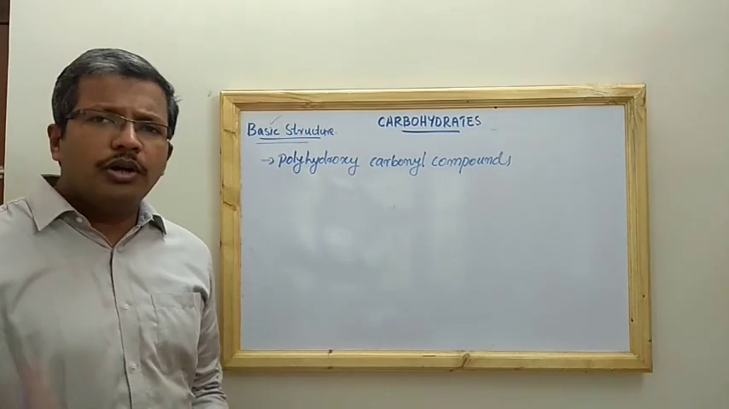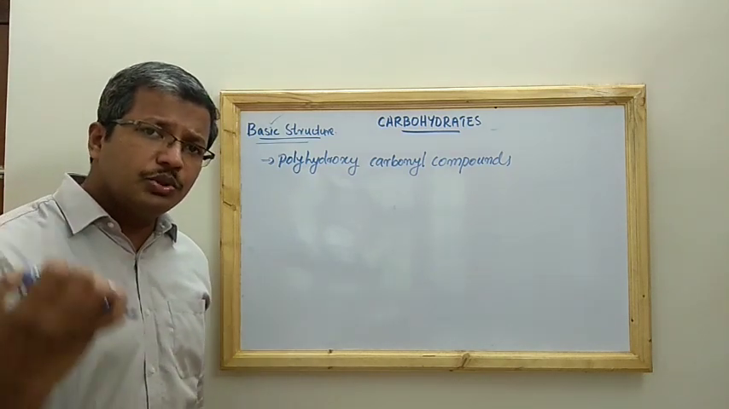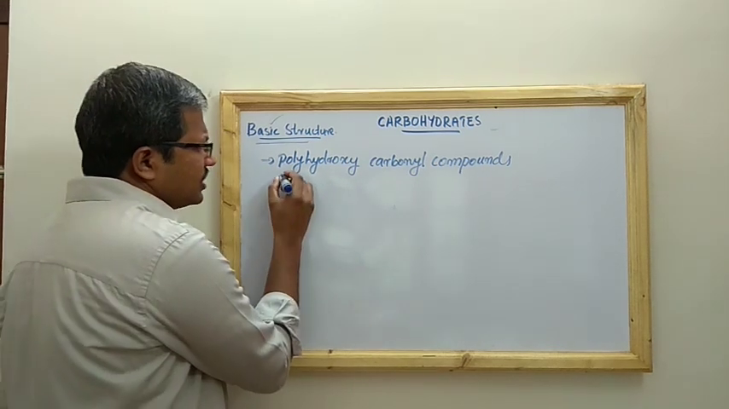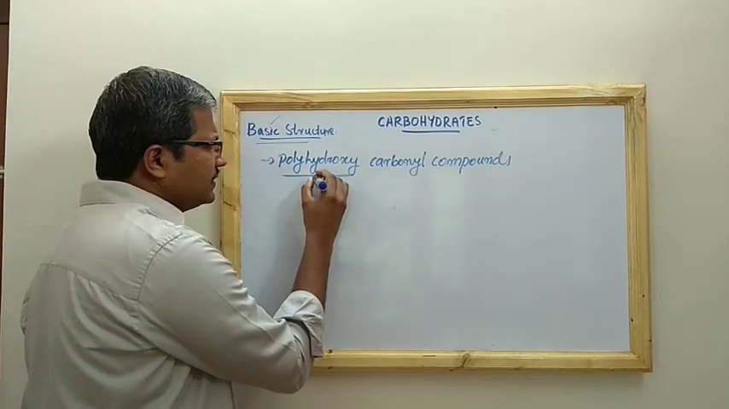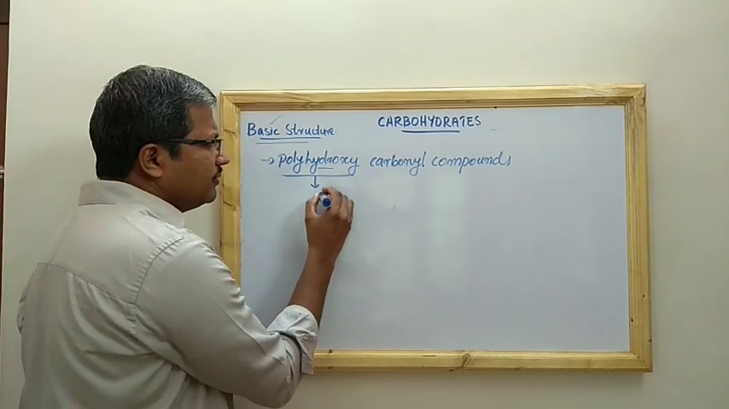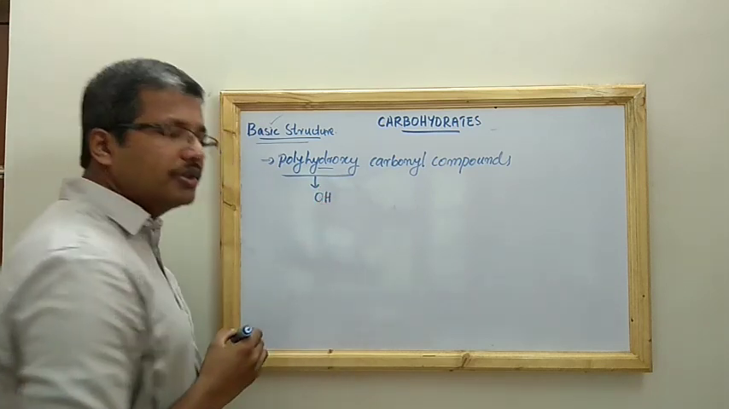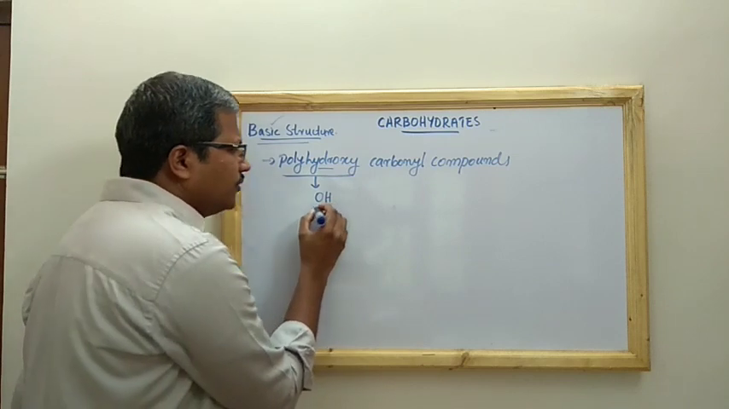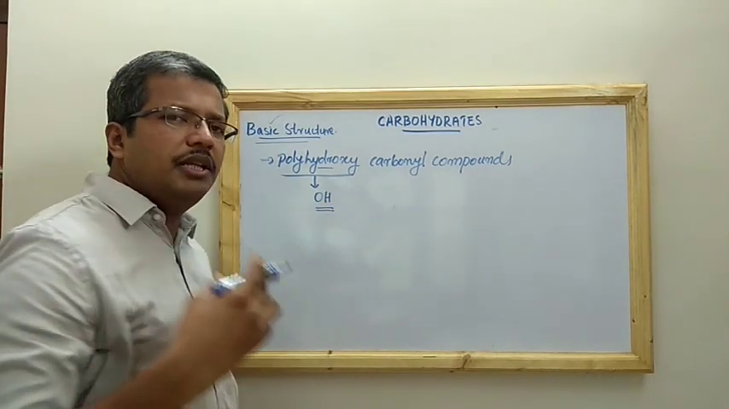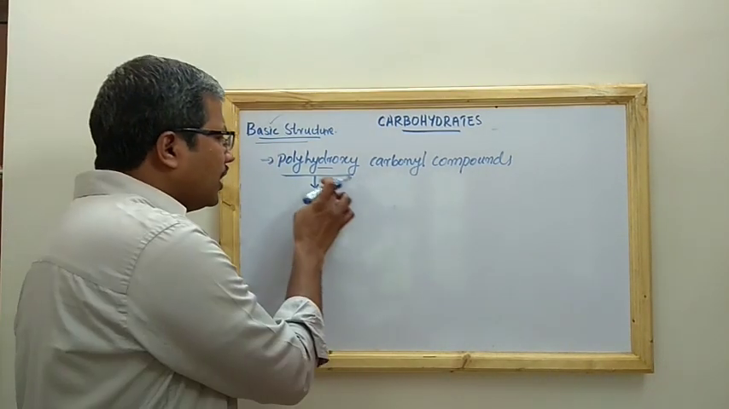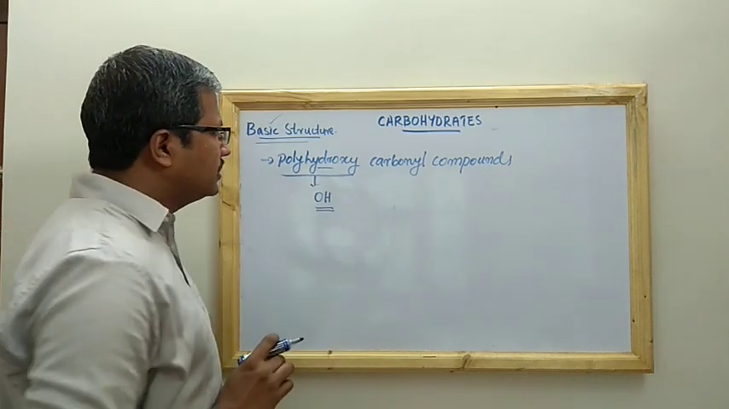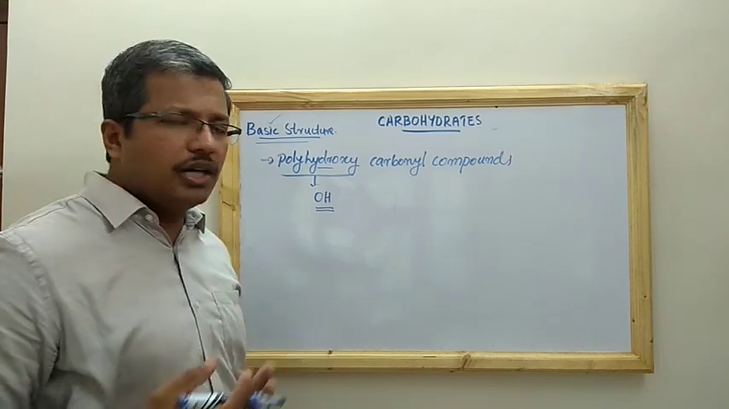So carbohydrates are actually polyhydroxy carbonyl compounds. What is meant by that? What is polyhydroxy? Hydroxy stands for the OH group. Polyhydroxy means this compound contains many hydroxyl groups in it. So, polyhydroxy carbonyl compounds.